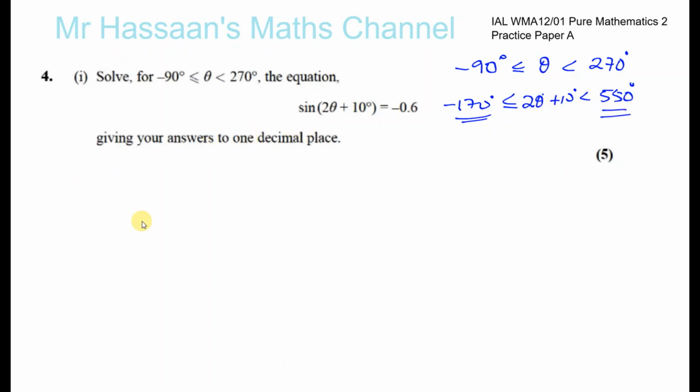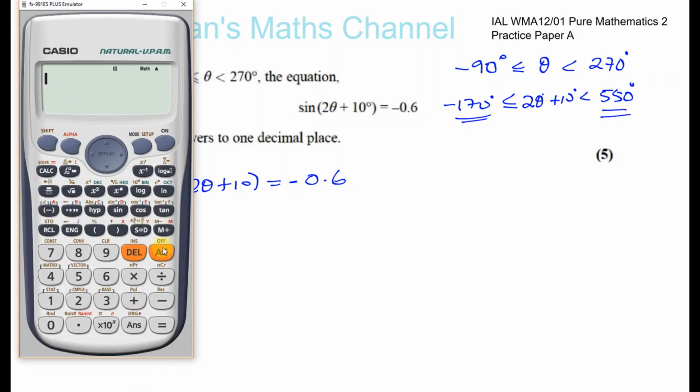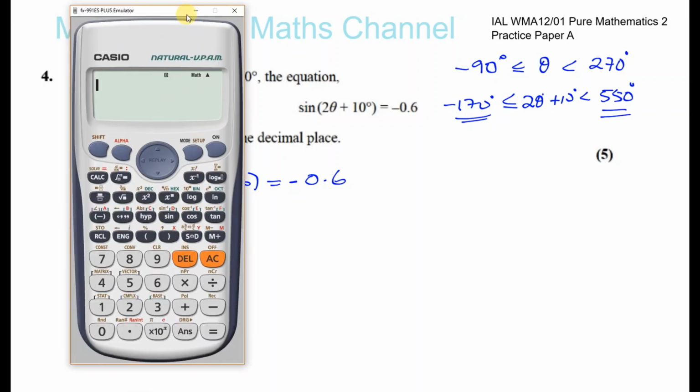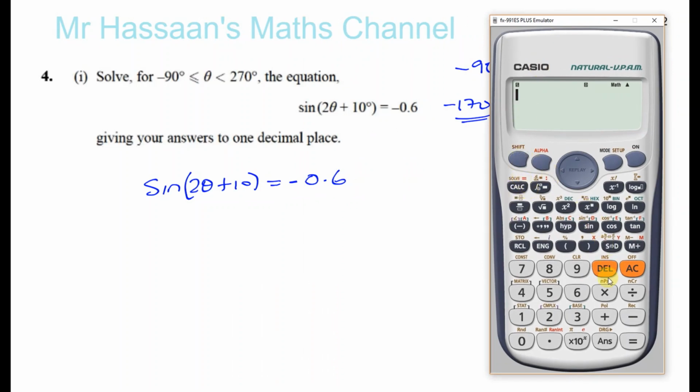So I have sine of 2 theta plus 10 in brackets, so this is the angle, this whole thing here, is equal to negative 0.6. And you can see we're dealing with degrees, so make sure the calculator is in degree mode, which it is. So I'm going to press inverse sine of negative 0.6. That gives me minus 36.869. I'll just store it in case.